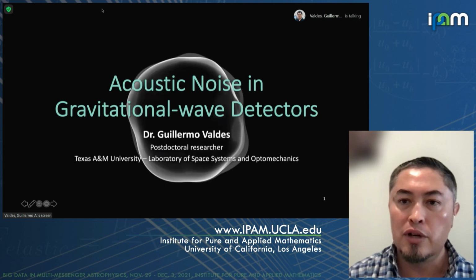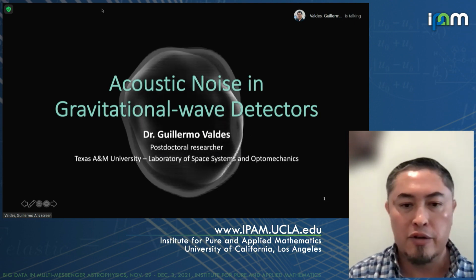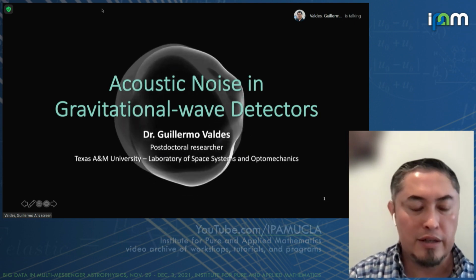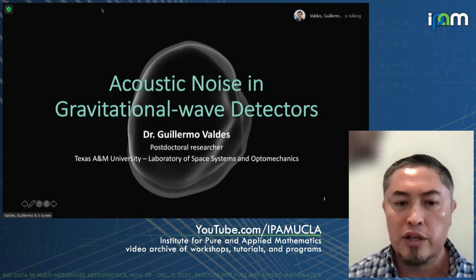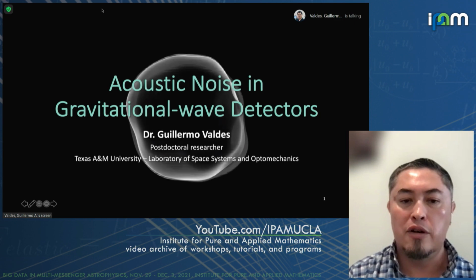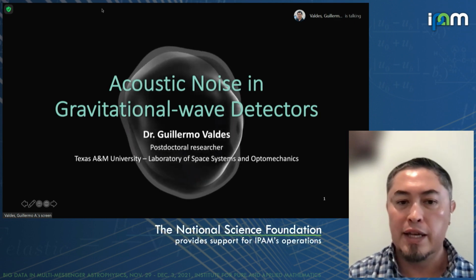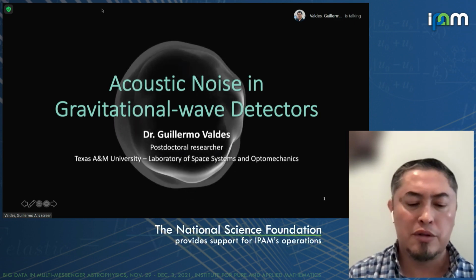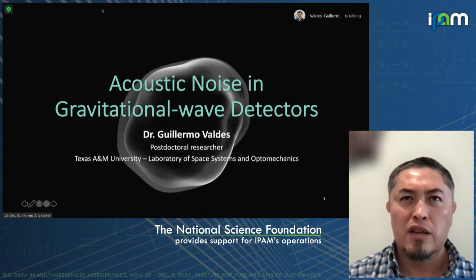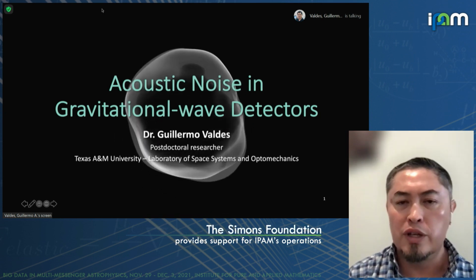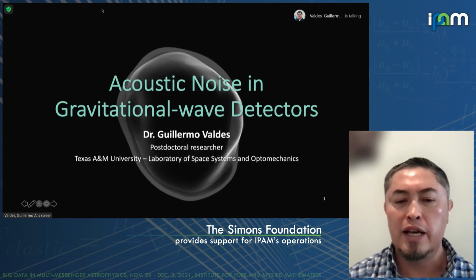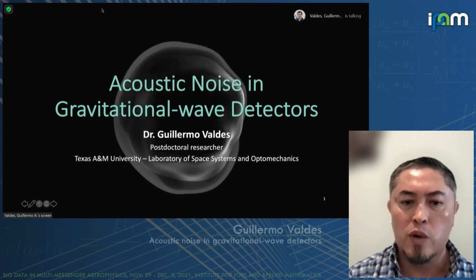I am a postdoctoral researcher at Texas A&M University. I'm working for the Aerospace Engineering Department, specifically for the Laboratory of Space Systems and Optomechanics. We do several things, especially we create seismometers, but also we do detector characterization for LIGO. I will explain more or less what this is.